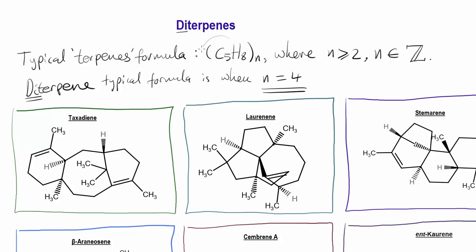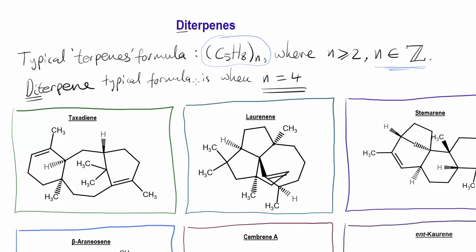We've got C₅H₈N. But what defines diterpenes is not just that formula, which relates to terpenes in general. They have a formula of C₅H₈N in this specific case where N is greater than or equal to 2, and N is an integer. Now for diterpenes, the typical formula is when N is equal to 4.